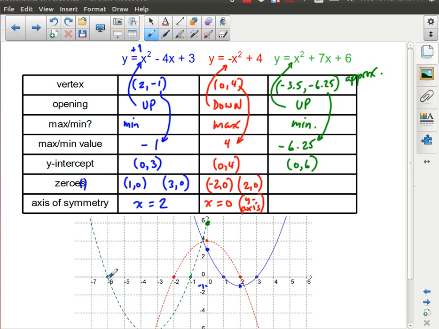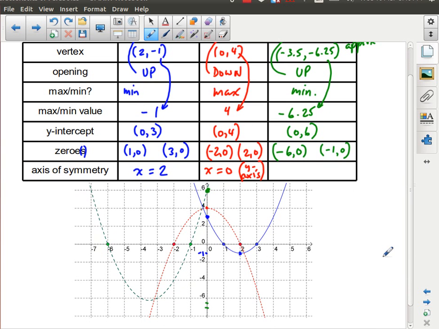Zeros, this one has two zeros. -6, 0. This is the x-coordinate, the y-coordinate is 0, and -1, 0. In general, when you write your zeros, write them from left to right as they appear on the graph. So -6, 0, and -1, 0. If you go back and look at the red one, I did -2 and +2. On the blue one, I did 1 and 3.